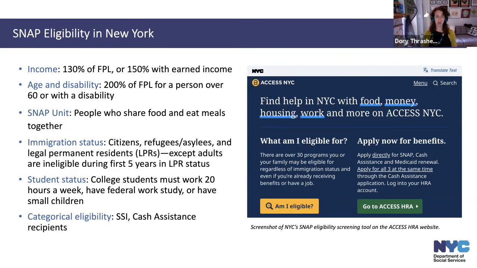Immigration status plays into it. Only citizens, legal permanent residents who've been in status for 5 years, refugees, asylees, and LPRs with military connections are eligible for SNAP. College students in particular have their own SNAP eligibility rules. They have to work 20 hours a week or have a federal work-study placement or have very small children to qualify for SNAP. And then of course there are categorical eligibility categories. Seniors who get SSI and cash assistance recipients are categorically eligible for SNAP.